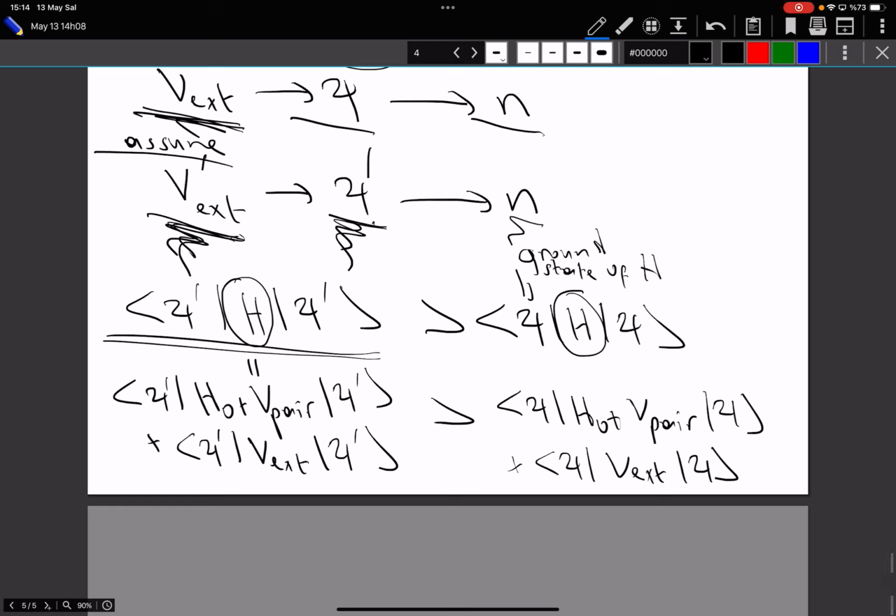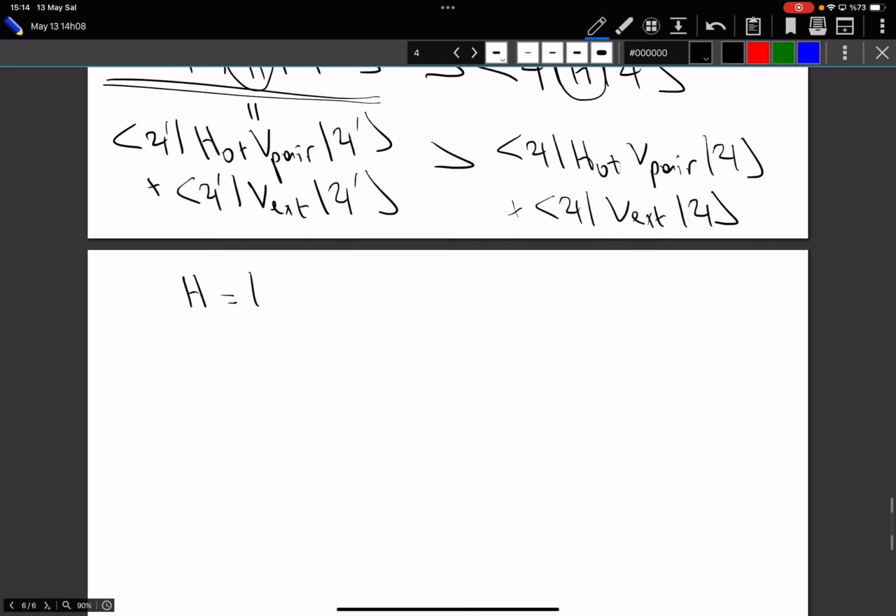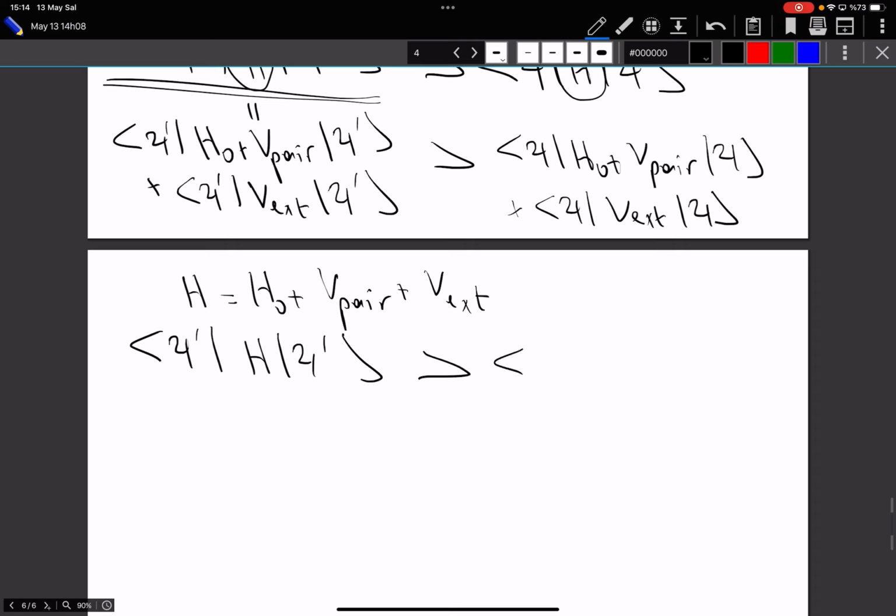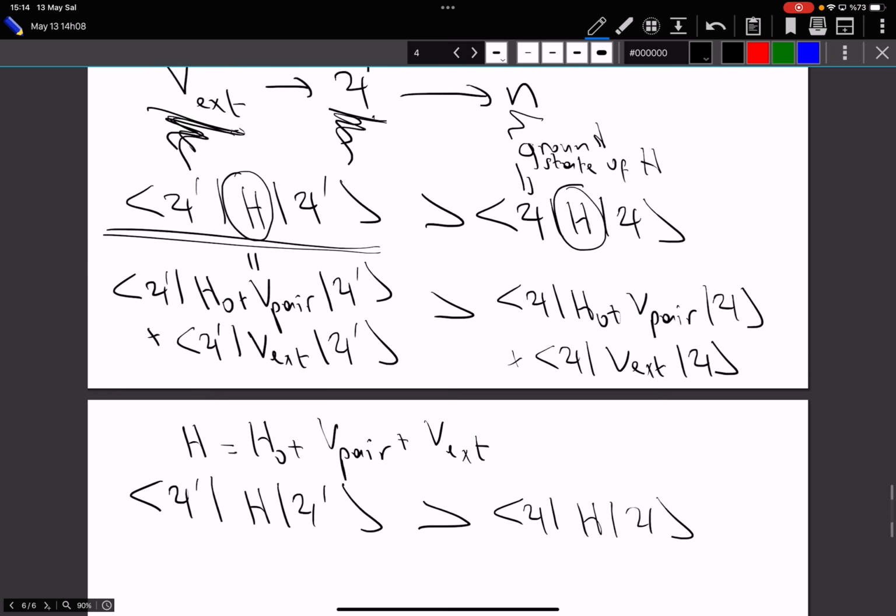I'm not looking at two unrelated things. What I'm saying is I have an H, which is H0 plus V pair plus V external. This is my H. I'm looking at this matrix element. Why psi prime, we will come to in a moment. I'm looking at this one and I know that this has to be larger than psi H psi. This I know. Now what will this lead to? Well, we will see in a moment. Let's come over here, to this equation.